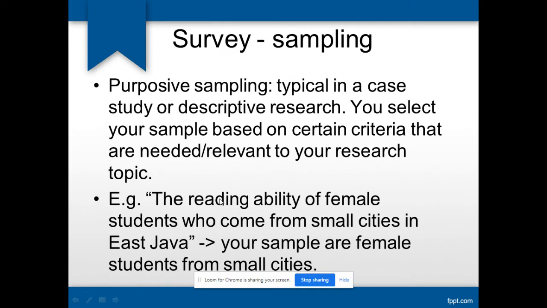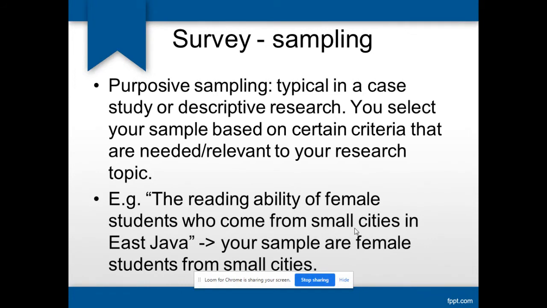Now, in order to do this, you have to take a sample, right? But your sample must meet certain criteria, namely that they have to be female students, and they must come from small cities in East Java. So if you meet a member of the population and he happens to be male, then he is out. You cannot choose him as a sample. Why? Because he's not female. He doesn't meet your requirement.